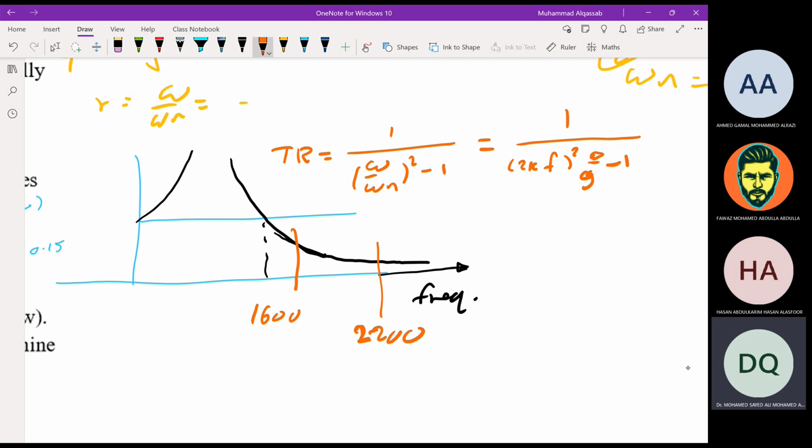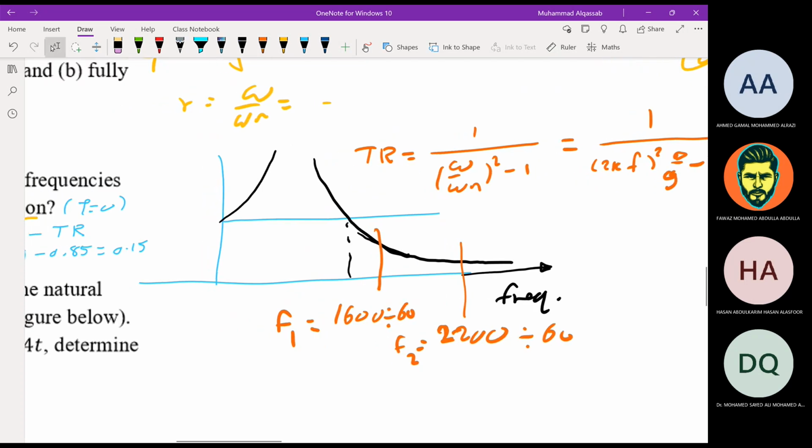So if we divide by 60, we get f in hertz. Okay, so let's say this is f1 and this is f2. Which one should I use in the range? Or some frequency in the middle? Okay, f1 will correspond to a TR that is greater than that corresponding to f2. So the transmissibility at f1 is higher than the transmissibility at f2.